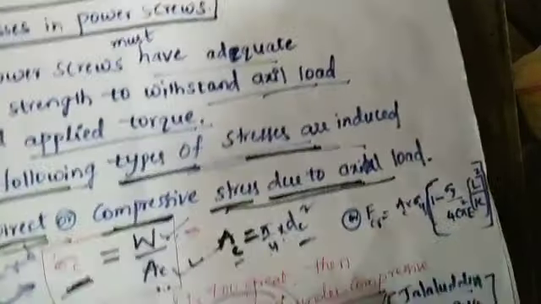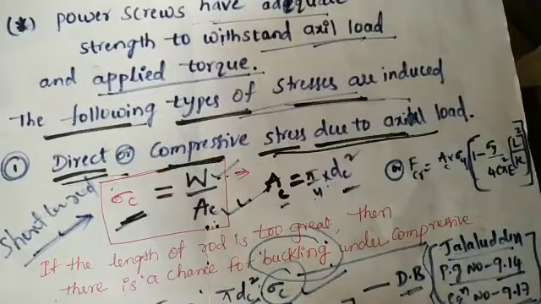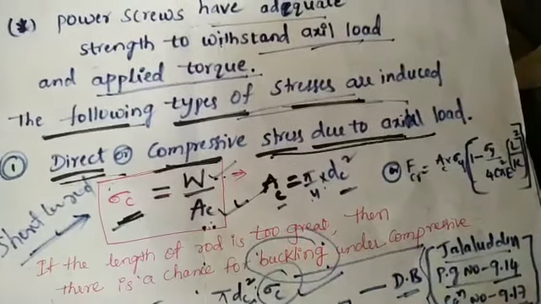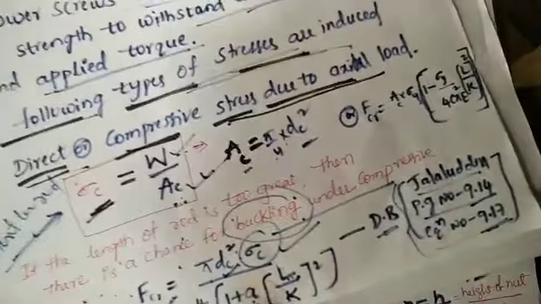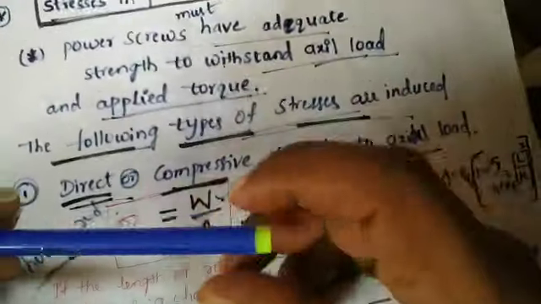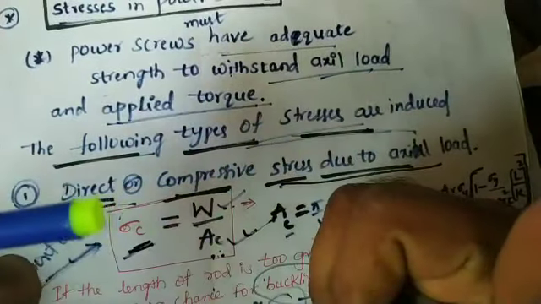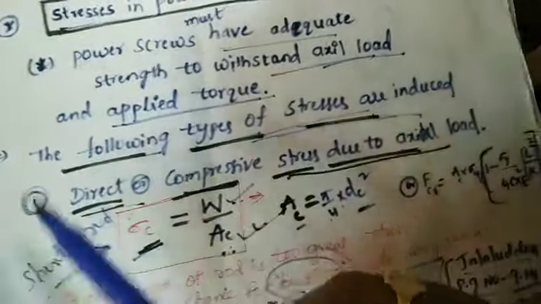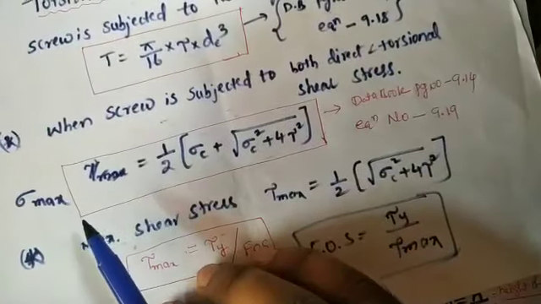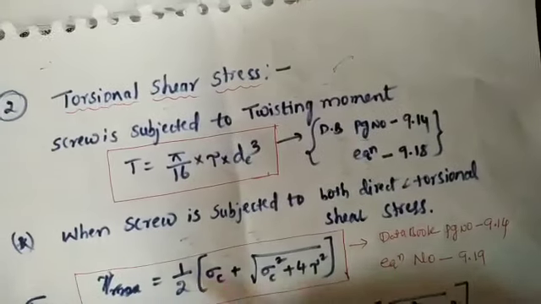So this is one type of stress induced in the screw rods. What is the first stress? Direct stress or compressive stress. Next, the screw has rotation. What is the mechanism of the screw? The rotary motion is converted into translatory motion. On that basis, some amount of torsional shear stress occurs in the screw rods.